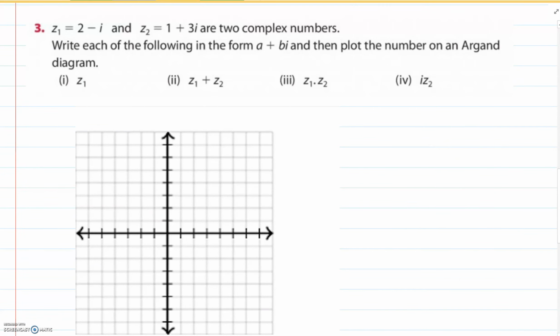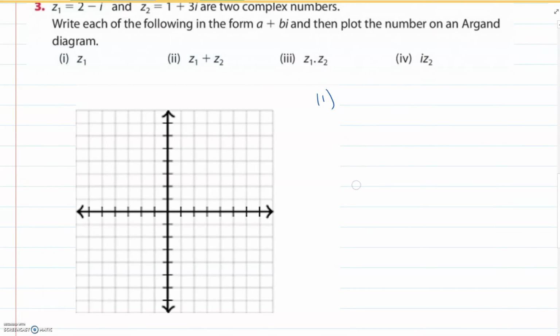This is question 3 from page 195 in your books. So they're asking you, and I'll do the solutions just over here, they're giving you the two complex numbers that you have to deal with here, Z1 and Z2. Now this is a very common way of giving a question. You have to show where each of these answers are on the Argand diagram.